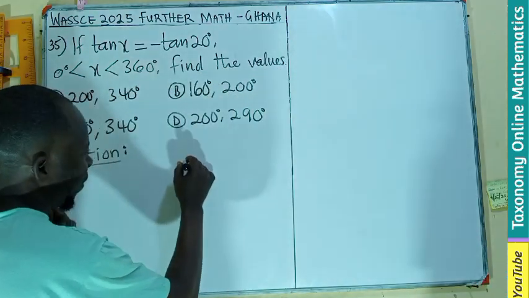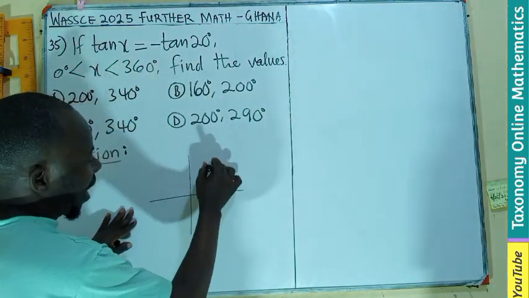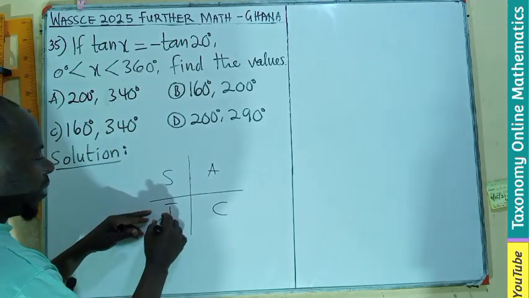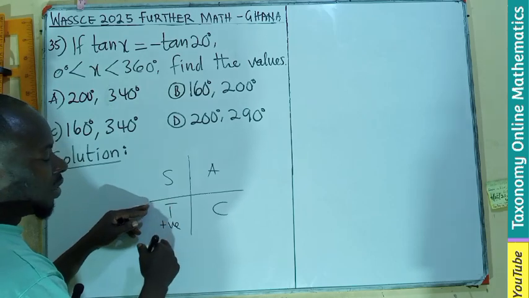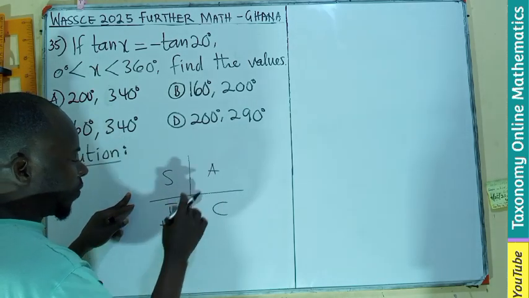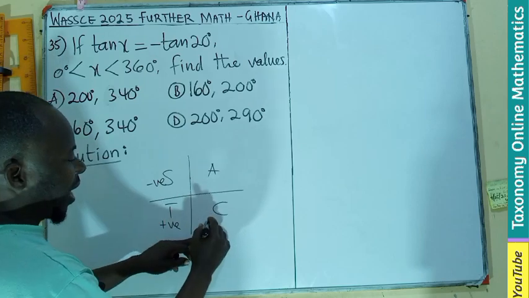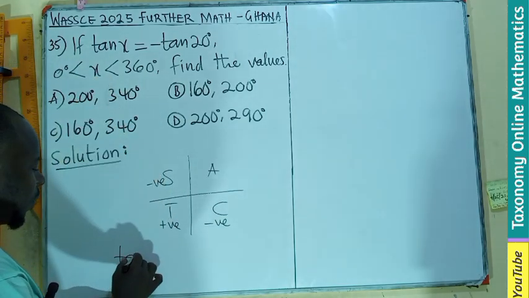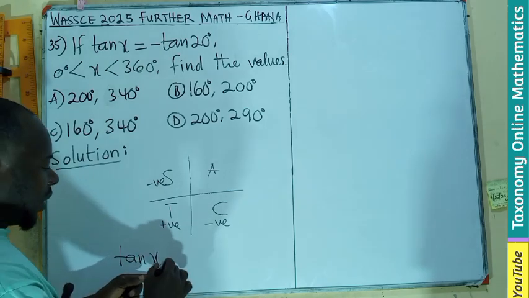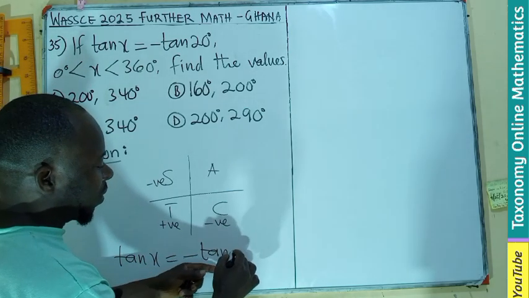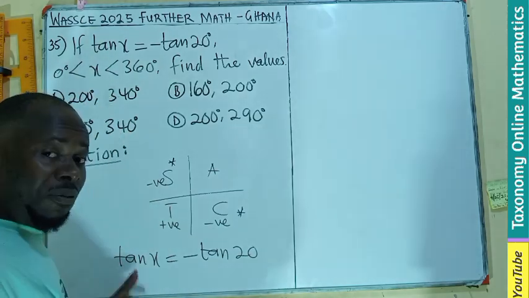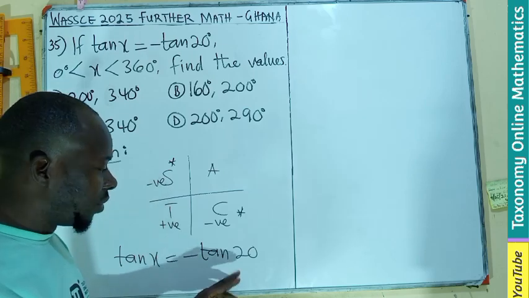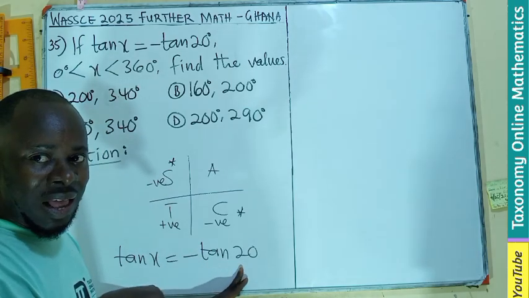Now, if we can recall our Cartesian plane, we have All Silly Tan Cast, meaning that tan is positive in this quadrant. First quadrant, all of them are positive. Then it is negative here and it is negative here. So as we are saying tan x, we are looking for tan x, which is equal to the negative of the tan of what? 20. So if tan x is equal to negative tan 20, that means the reference angle is going to be 20, the angle made with the x-axis.